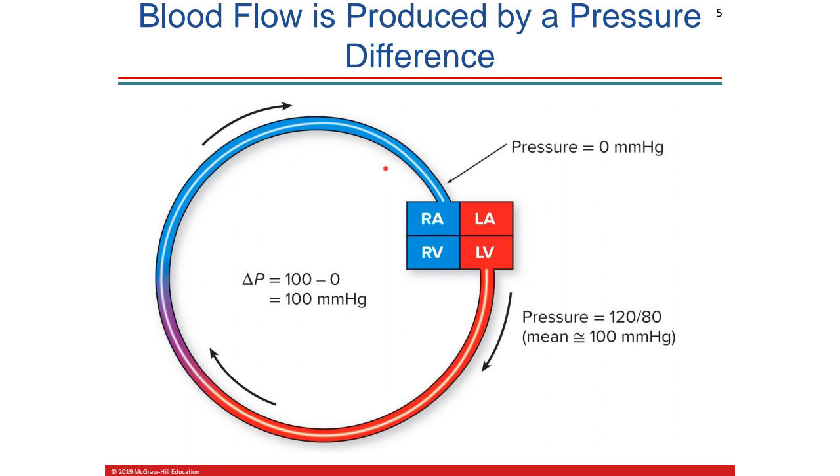And by the time the blood gets to the right atrium, it's effectively about 0 millimeters of mercury. And therefore, our delta P is 100 minus 0, or 100 millimeters of mercury. For this reason, for all our subsequent calculations, we'll take MAP to be equivalent to delta P. And this is because the pressure is so low in the right atrium that we can effectively say it's 0. And therefore, MAP is in fact a delta P.